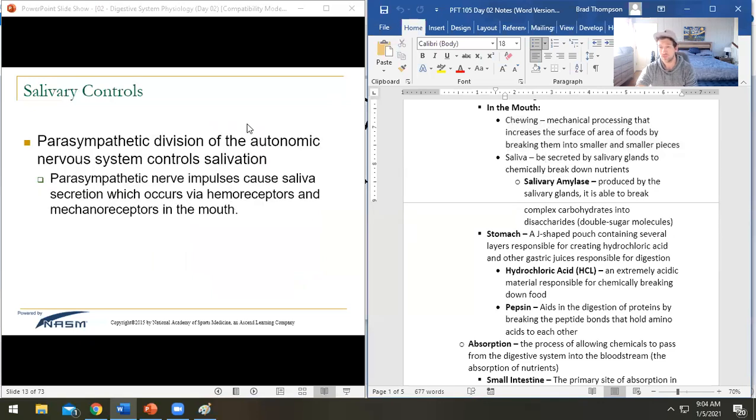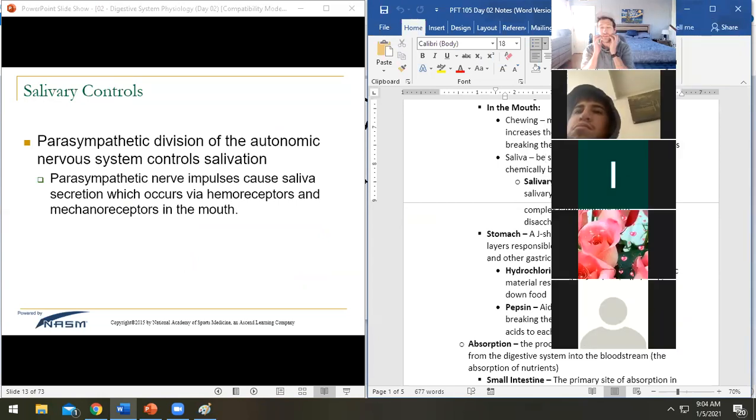Now, this is all, by the way, under the control of your parasympathetic nervous system. Don't worry about that term for right now. I'm going to teach you that term later. But basically, think of your nervous system as under control or automatic. You've got two different versions. Your saliva is under the automatic part of your nervous system, and it's also under the calming, resting version of the automatic stuff.